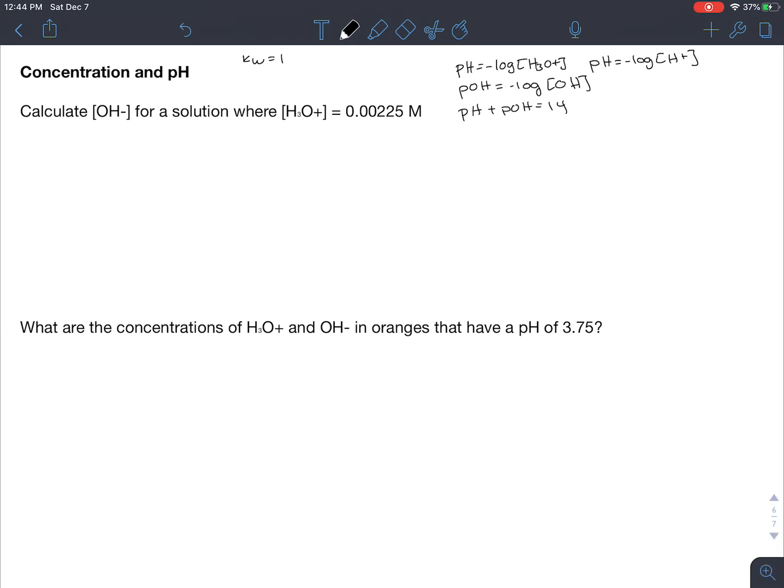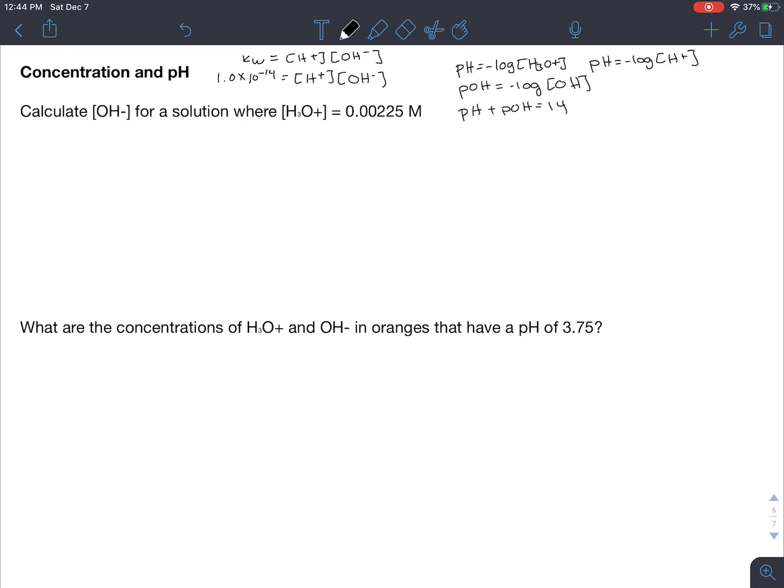Now I also know that Kw is equal to the hydrogen ion or hydronium, same thing, times hydroxide. And I know that that number is 1.0 times 10 to the negative 14.